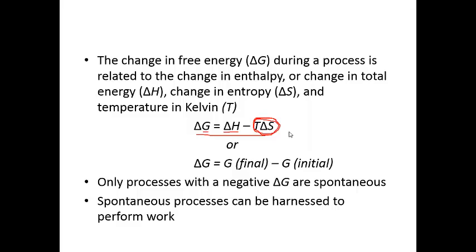There's a simple way to determine delta G. You take the free energy final minus the free energy initial. If this number that you obtain is negative, that means that that process is spontaneous, meaning it can occur without an input of energy. Instead, it's going to release energy, and that released energy can be available to perform work.